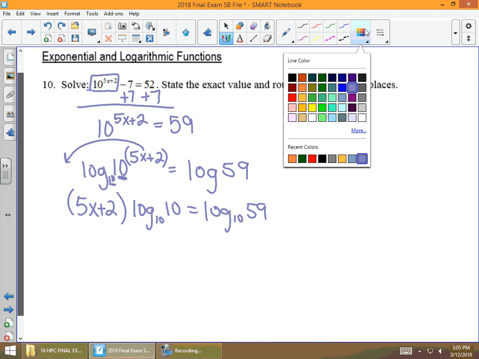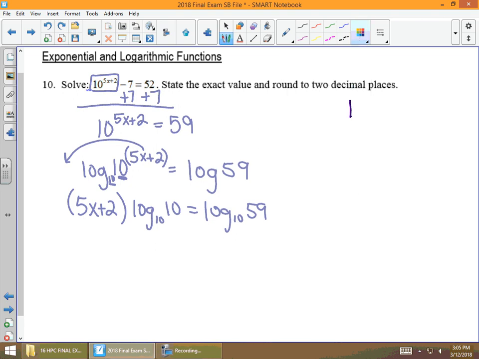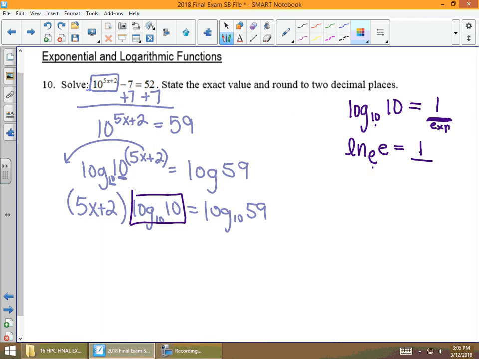And again, anytime we're taking the log and we have the same base as what we're taking the log of, so this would be 10 to some exponent equals 10. Well, 10 to the first power equals 10. So this whole thing is going to become 1. Just like ln of e, ln base e of e, e to the first power is e. This one's nice like that. So I'm going to change this whole thing, log base 10 of 10, to 1, and then roll from there.